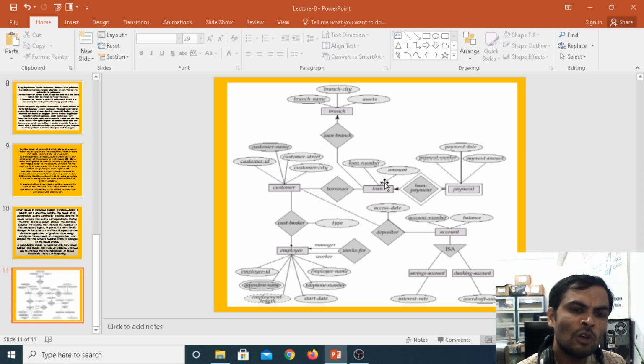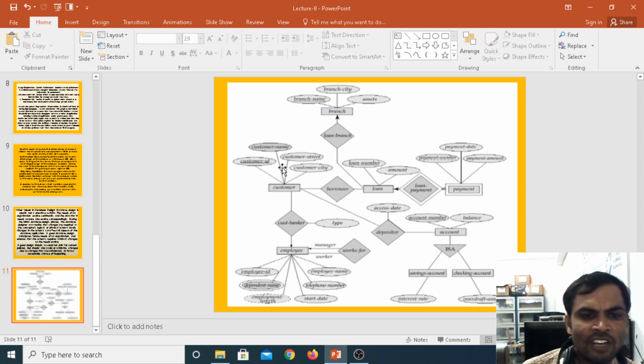Now if you are talking about the loan to the customer, the customer is borrowing the loan. That is the purpose we are giving the relationship. Under the customer entity, we have customer ID, customer name, customer street, and customer city. Customer ID acts as a primary key. Here we are not declaring any weak entity set.